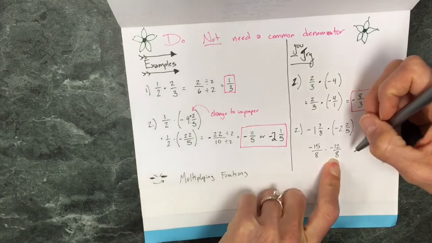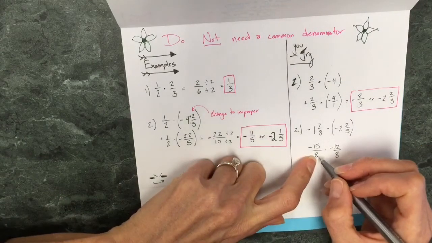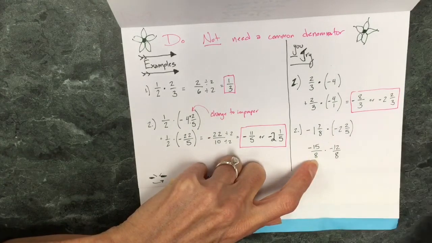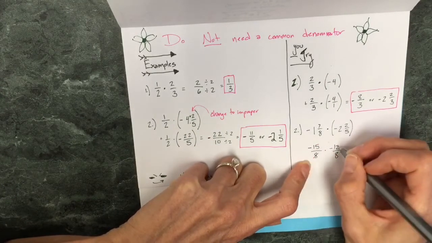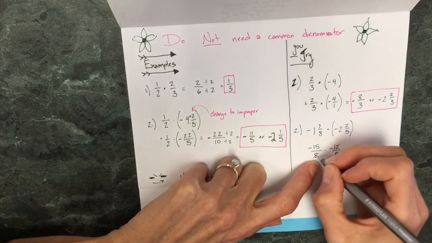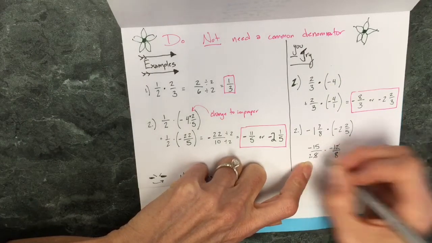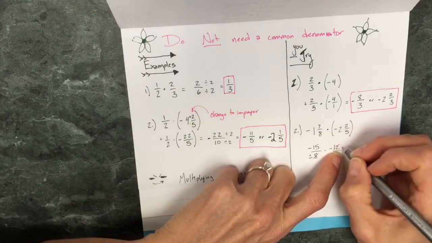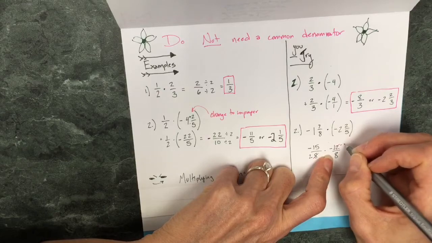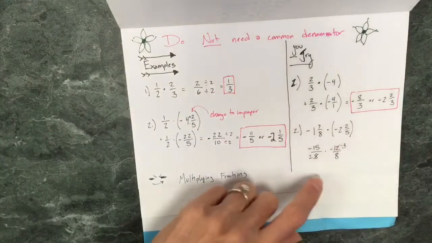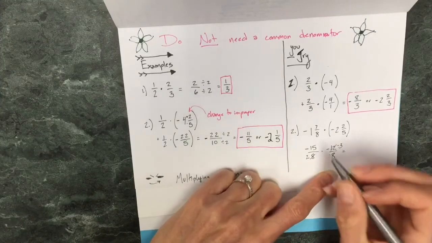And unfortunately, there's none. But I do see a number that will go into 8 and 12. 4 is the biggest number that goes into both of them. So I'm going to cross them out. In my head, I'm going to divide both of them by 4. And 4 goes into 8 twice. So this becomes a 2. 4 goes into 12 three times. This is now -3. So these are much nicer numbers to multiply. So I'm glad I cross-canceled.